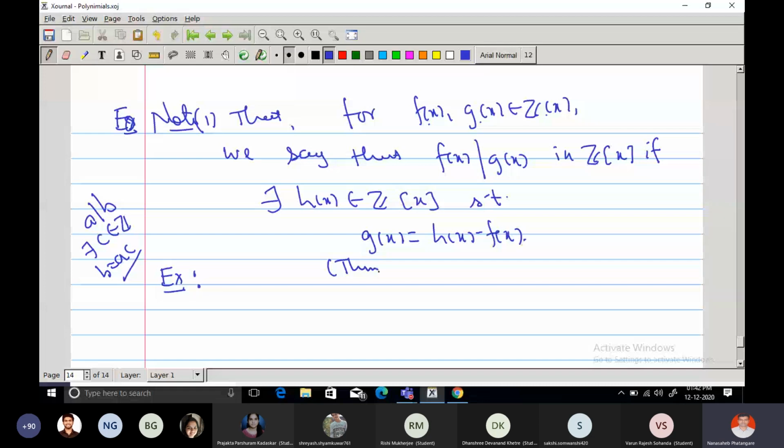Why does 2 divide 10? Because 10 is equal to 2 into 5. There is another factor, which is 5. Ultimately 5 also divides 10 because there is another factor 2. Right? Yes, sir.